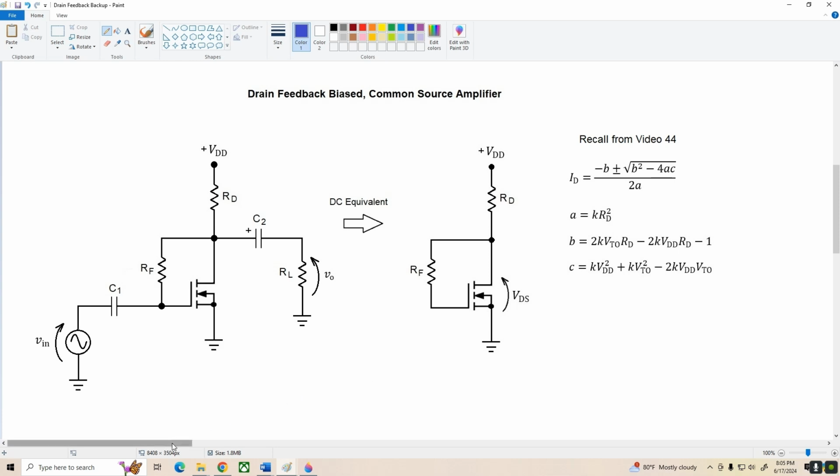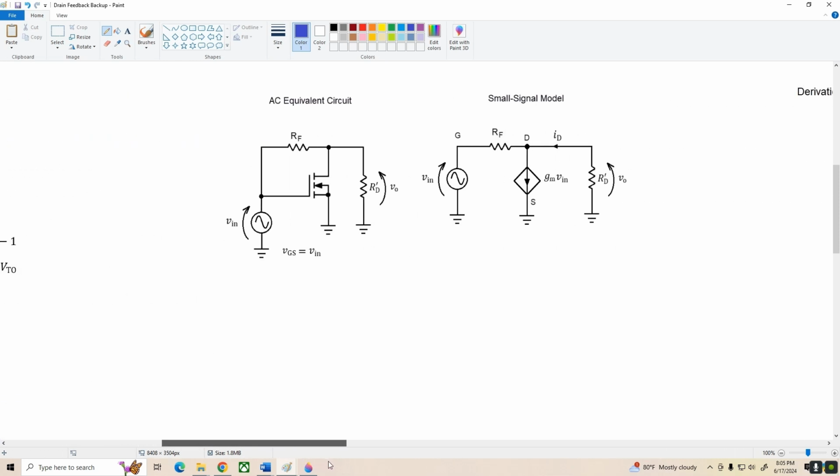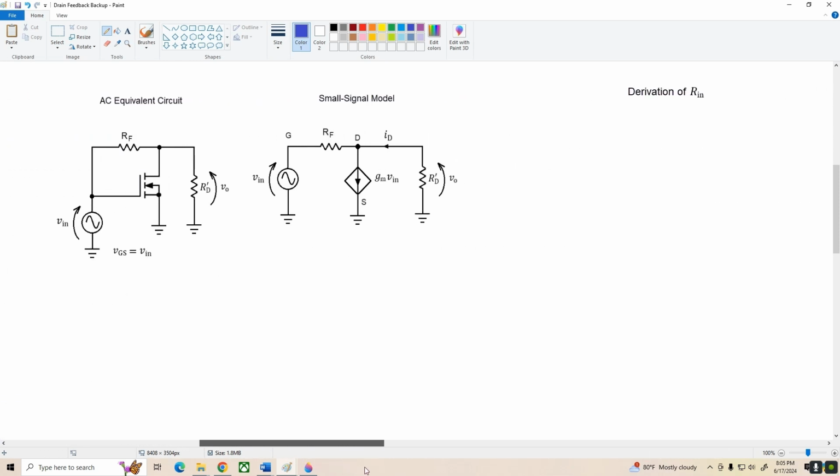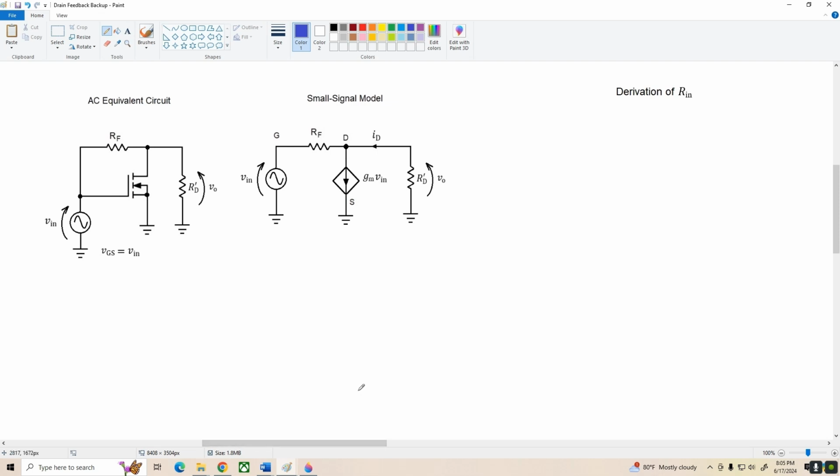Now, what I want to do at this point is look at the AC equivalent circuit and the small signal model. We're going to begin with the derivation of the input resistance for this amplifier, and I'm not going to lie to you, this is a tough one. For such a small circuit, it really generates a lot of work, but I think it's kind of interesting, so please bear with me and we'll try and get through this, okay?